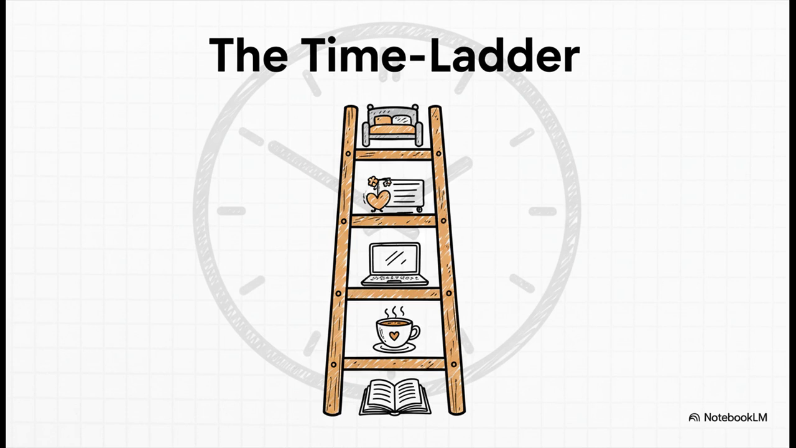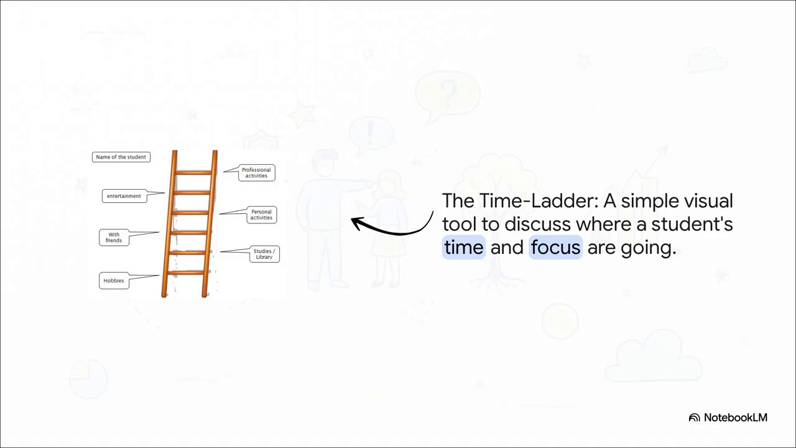To figure that out, we use a really simple but incredibly powerful tool called the time ladder. And the beauty of the time ladder is just how simple it is. You'll have your mentee map out what a typical week looks like for them. And listen, this isn't about judgment. It's a conversation starter. You can look at it together and ask, is your time actually aligned with your goals? Where are those hidden pockets of opportunity for development?